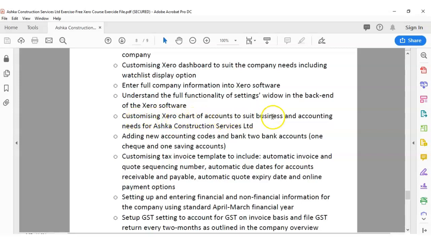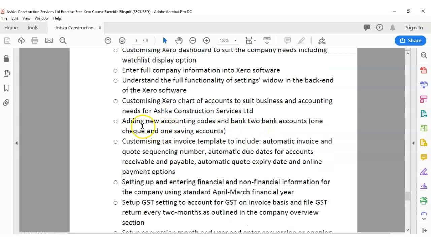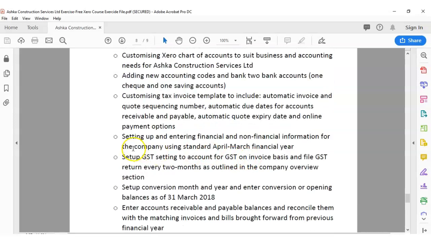customize Xero chart of accounts to suit business and accounting needs for Ashker Construction Services Limited, adding new account codes and two bank accounts, one check account and one saving account, customize tax invoice template to include automatic invoice and quoting sequence number, automatic due date for accounts receivable and accounts payable, automatic quote expiry date, and online payment options.